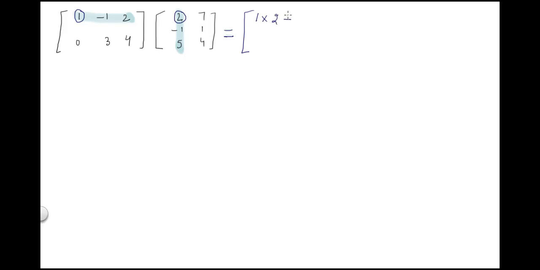Then you place a plus sign. Then -1 will get multiplied with -1, so you write -1 into -1, plus. Then it is 2 multiplied with 5, so you write 2 cross 5. So this is the first step. Using this we will get our first element.